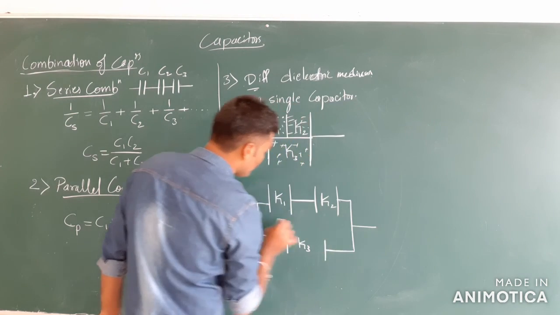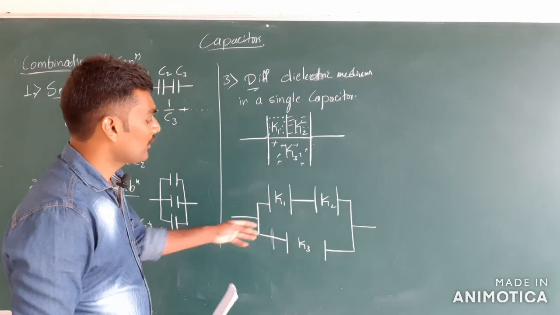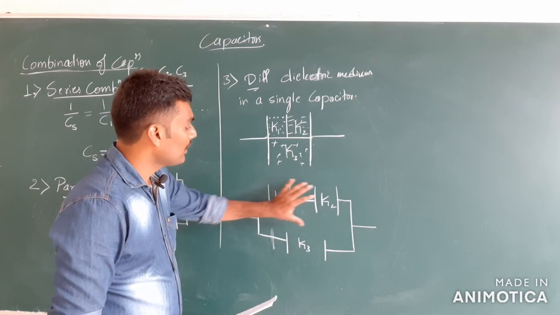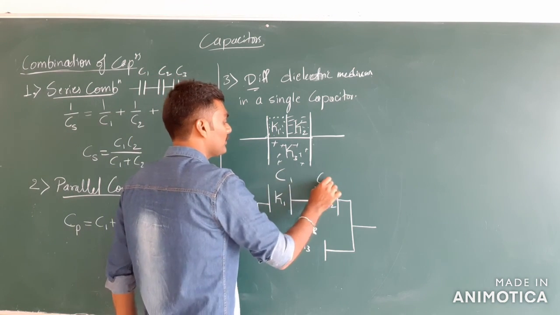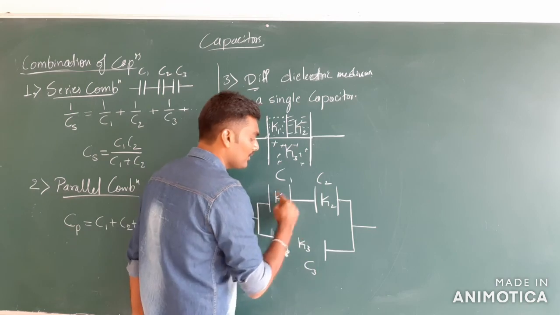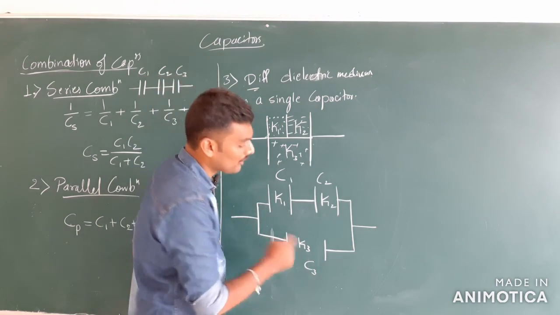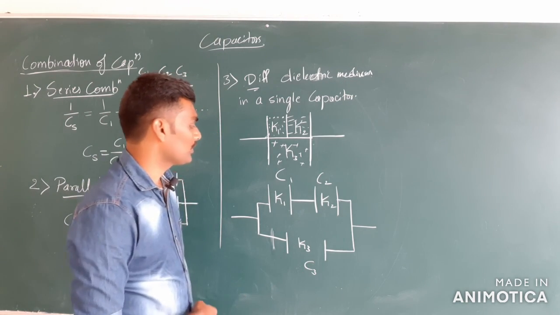So this is how we need to reduce the circuit or simplify the circuit, and then now we can solve this capacitor. Say if I name the capacitors as C1, C2 and C3, C1 and C2 are in series and together they are in parallel with C3. That's how we solve this circuit.